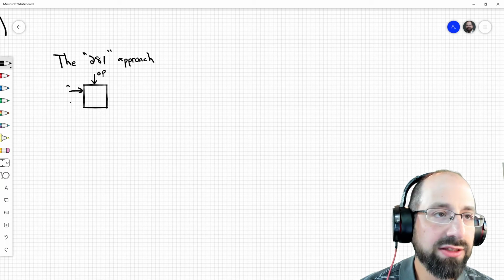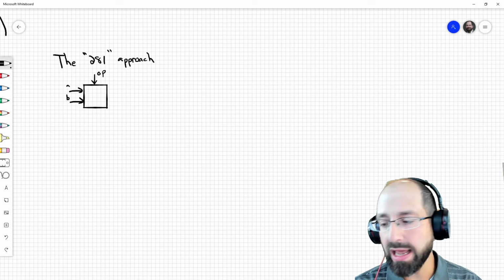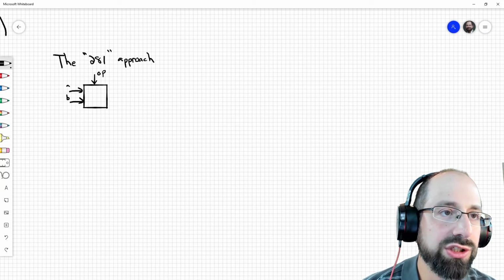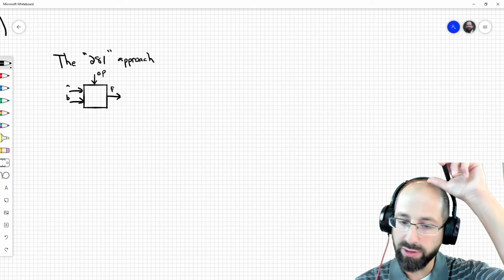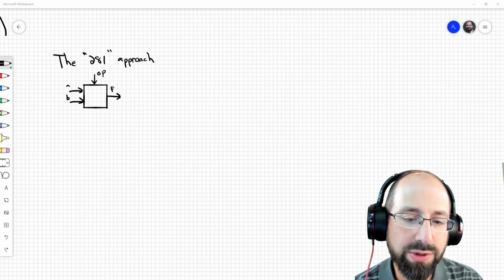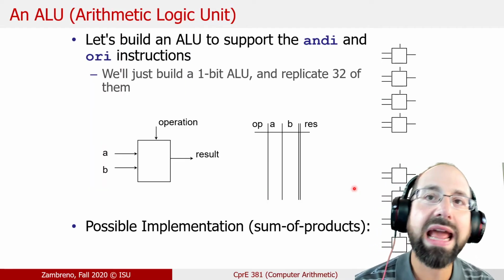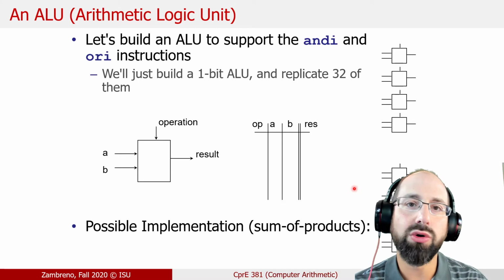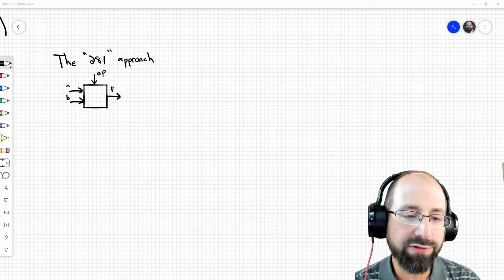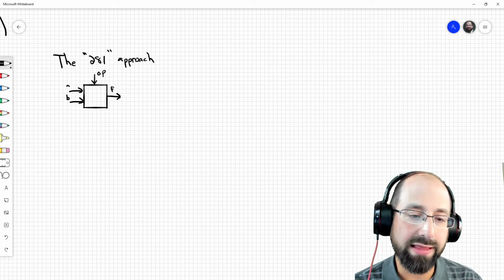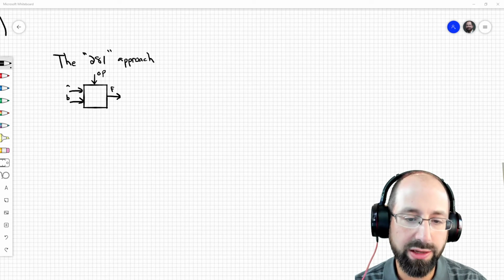So if we're building, and let's just say just a 1-bit ALU to start with, where we have an input A and an input B and an operation, so our opcode or our ALU op, and we have our single bit output F here. The design was asking, can we build a single bit ALU to do both an AND operation as well as an OR operation? And the 281 approach is definitely let's build the truth table for that. That's what I would consider the 281 approach.